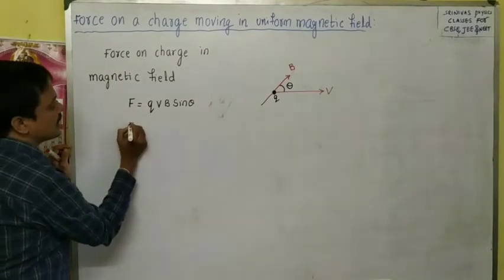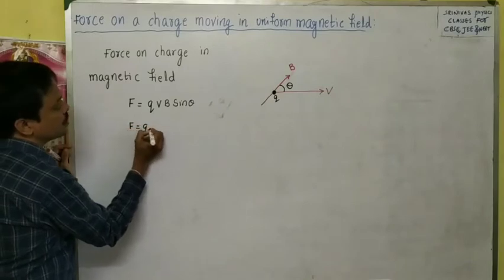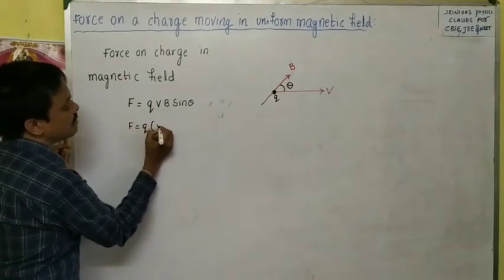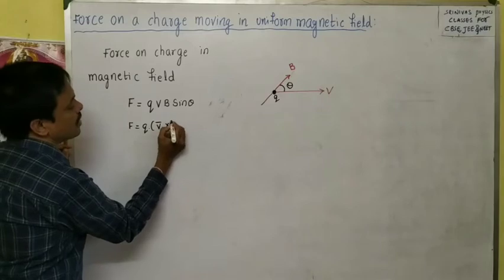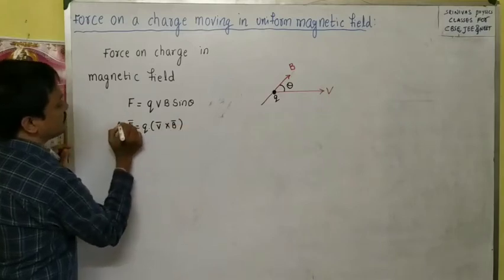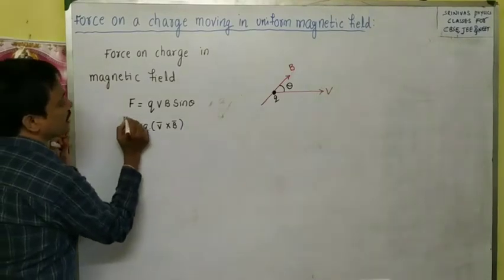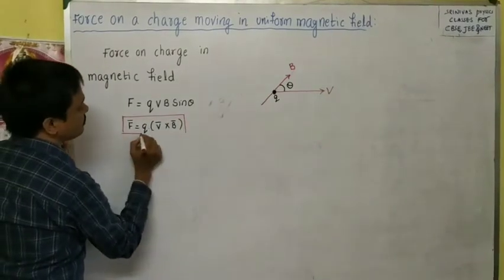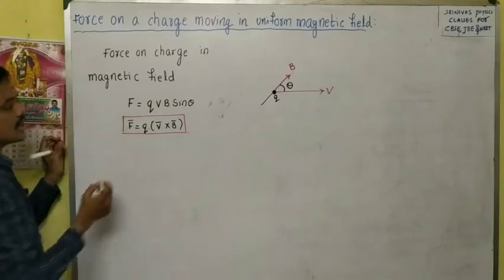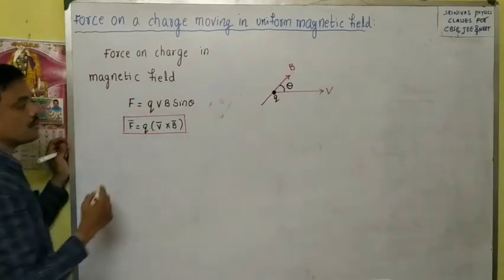Here we can write this in vector form. This is q into vB sin theta, which we write as v bar cross B bar. In vector form we write F bar is equal to q into v bar cross B bar. Or the force on a charge we can also write as F is equal to qvB sin theta.